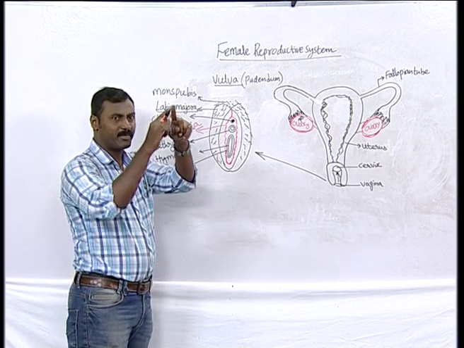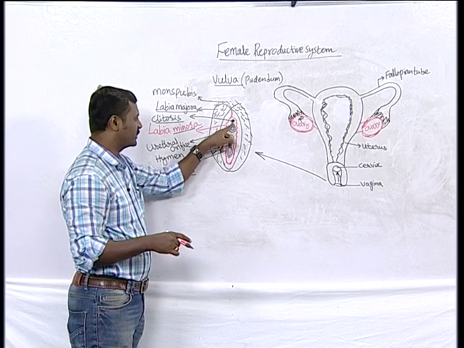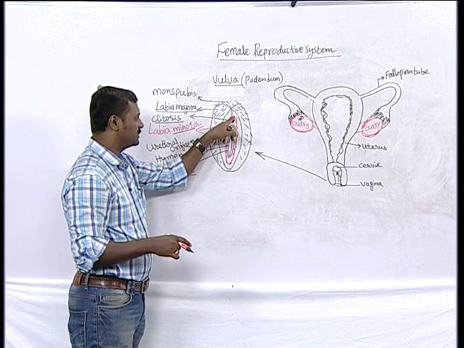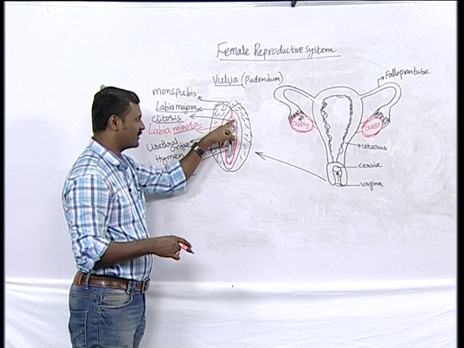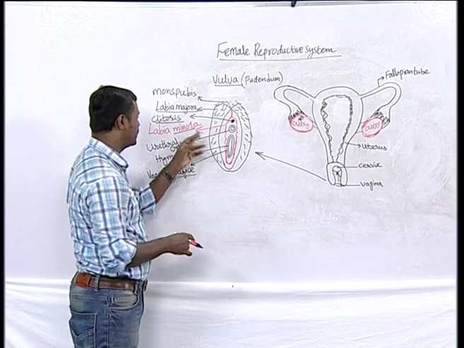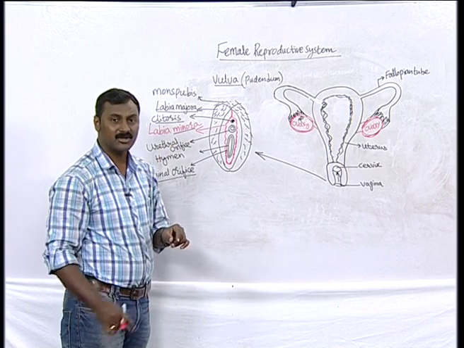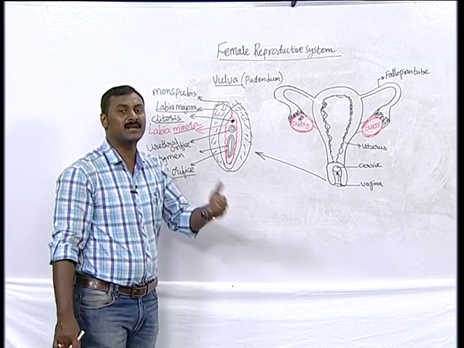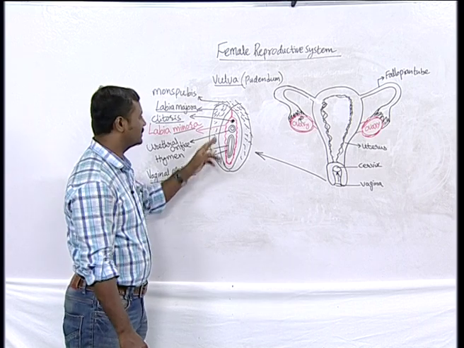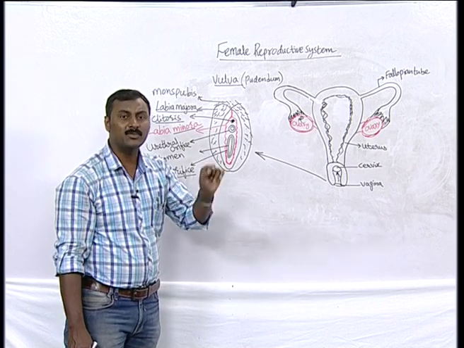In the upper corner, above the urinary orifice and below the upper corner of the labia minora, you can see a small rod like structure called the clitoris. It is a sexual excitement organ in females, and it is also equivalent to the male penis.